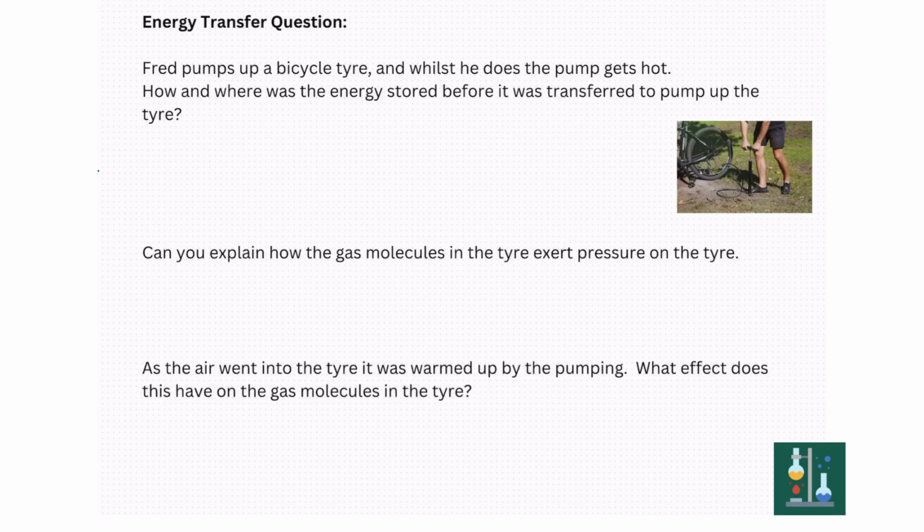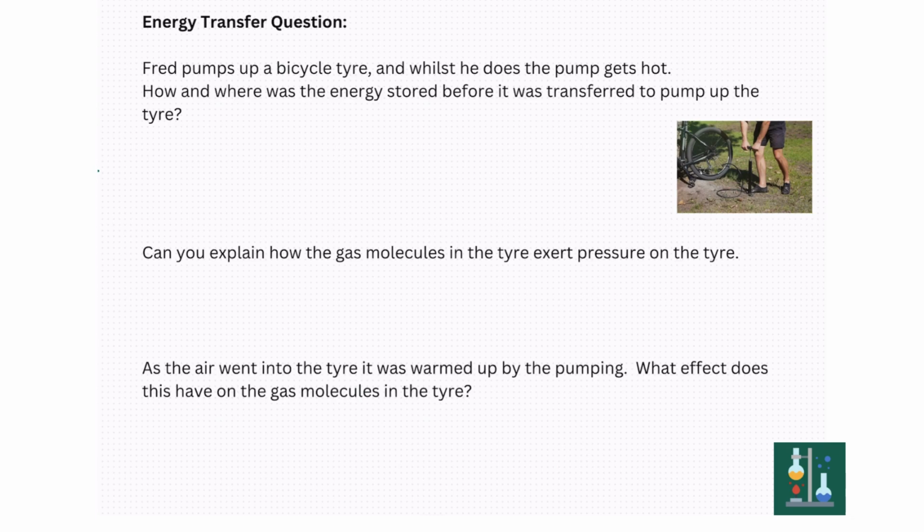Okay, take a look at an energy transfer question to support the work we've done recently in the videos on energy transfers and stores. This one we're looking at a bicycle tyre. Okay, Fred pumps up a bicycle tyre, and whilst he does, the pump gets hot. Now that's important, that's going to come in later in the question.